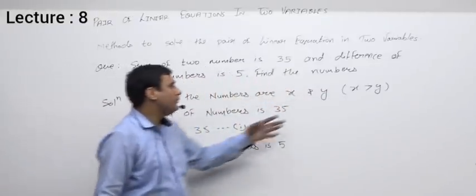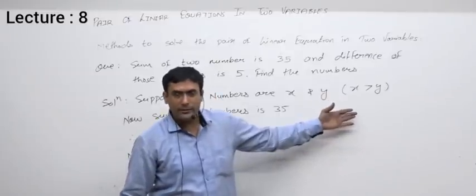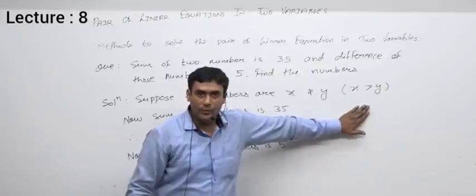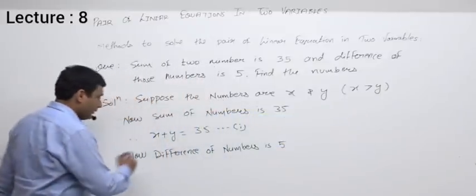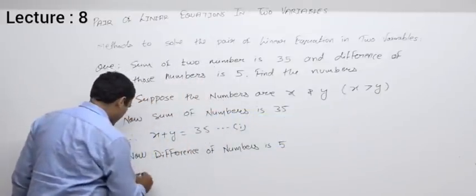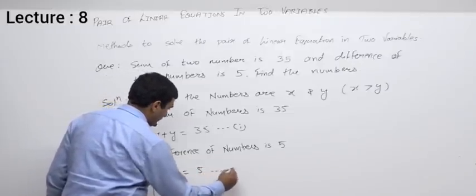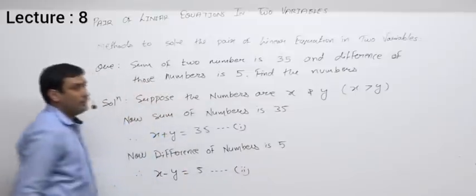So I have to assume any one. Either I take x greater than y or I take y greater than x, but I have to specify that in the solution. So the difference of the numbers is 5, therefore x minus y is equal to 5. This is the second equation.